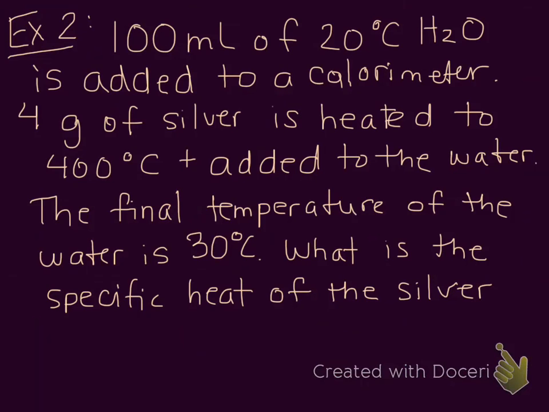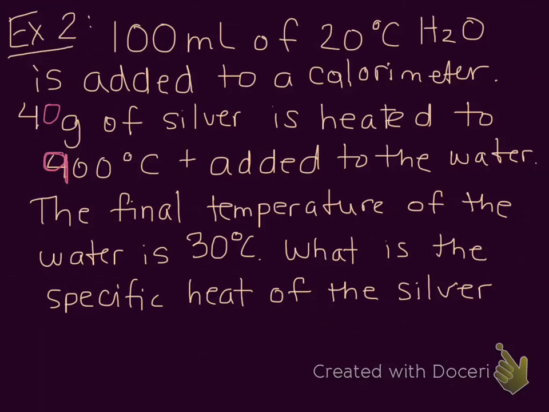Okay, so this one we're probably going to have to write on the next page. We have 100 mL of 20 Celsius water, and it's added to a calorimeter. 4 grams of silver is heated to 400 degrees and is added to the water. The final temperature of the water is 30 degrees C. What is the specific heat of the silver?